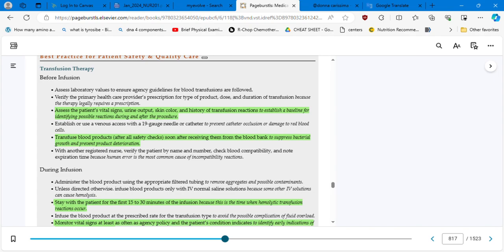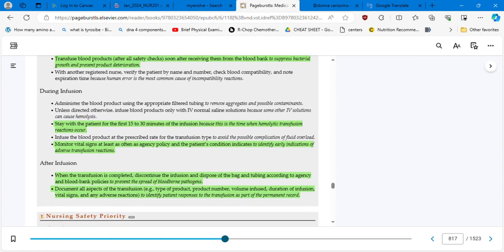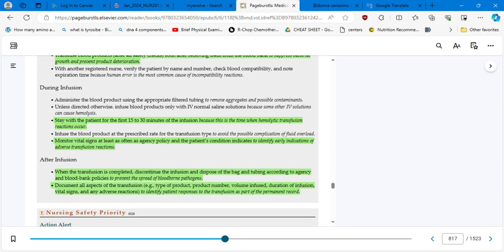Immediately when you receive the blood product, be prepared. You prepare all your setup before the blood gets into the unit, and then immediately you start the transfusion. This is not a joke. Blood transfusion is a life-threatening process if you don't follow the protocols, okay? During infusion, administer the blood product using the appropriate filter.